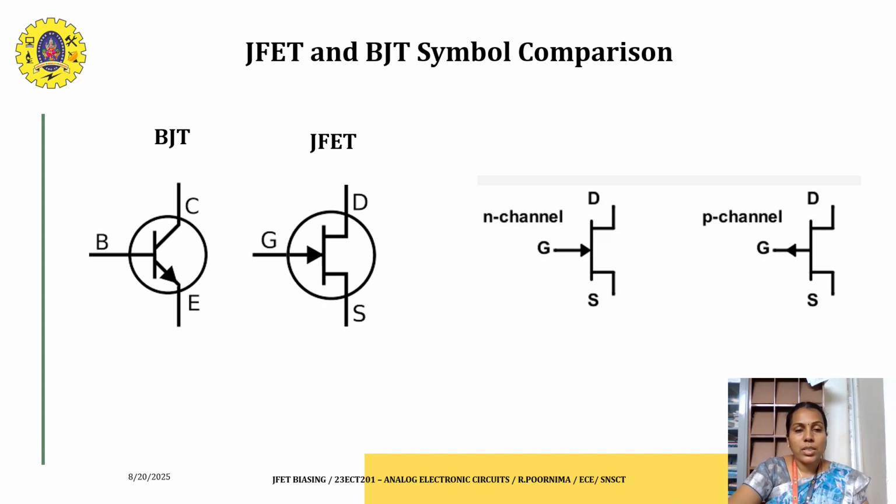BJT is a current control device and JFET is a voltage control device. A small change in the base current controls the output collector current in BJT. In FET, gate voltage controls the current flow from drain to source. This is the basic difference, and BJT has both majority and minority carriers for this operation, and FET uses only majority carriers. And we have N channel and P channel in JFET.